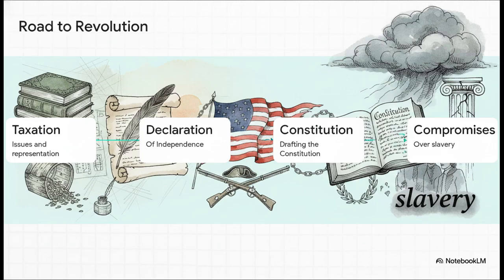But winning a war is really only half the battle. After that comes the incredibly difficult task of actually drafting a constitution, which immediately forces this brand new nation into some really deep, unsettling compromises, particularly over the institution of slavery.